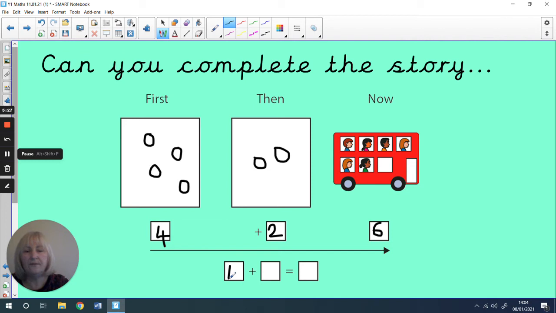And here we go. Here's the number sentence. 4 plus 2 is the same as 6 for the whole amount. So here are the 2 parts, 4 and 2, and here's the whole amount, number 6.